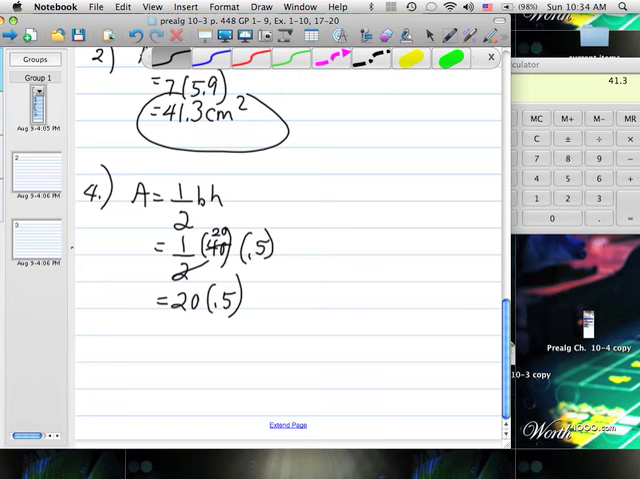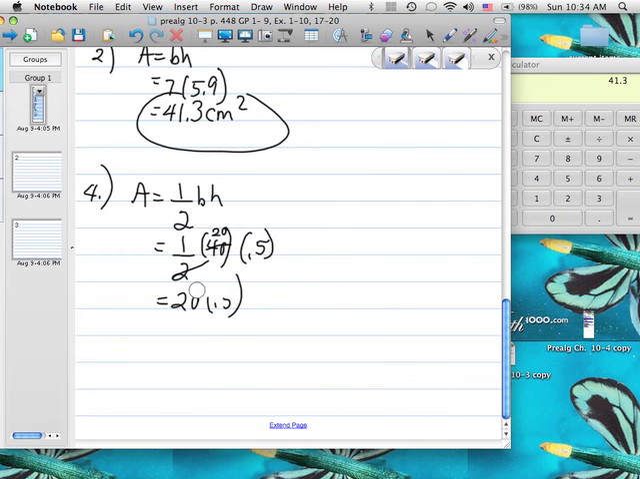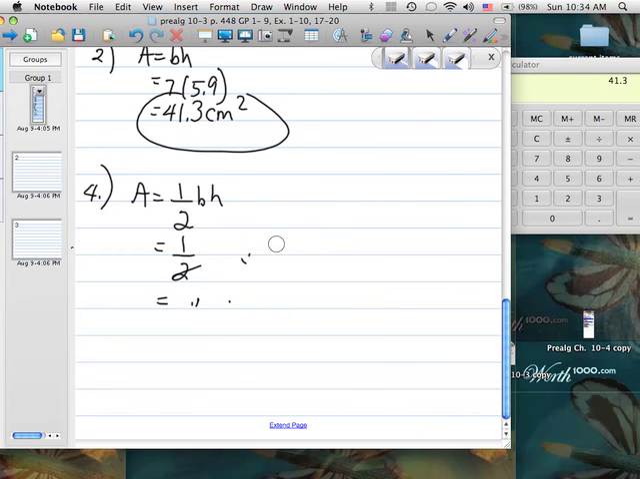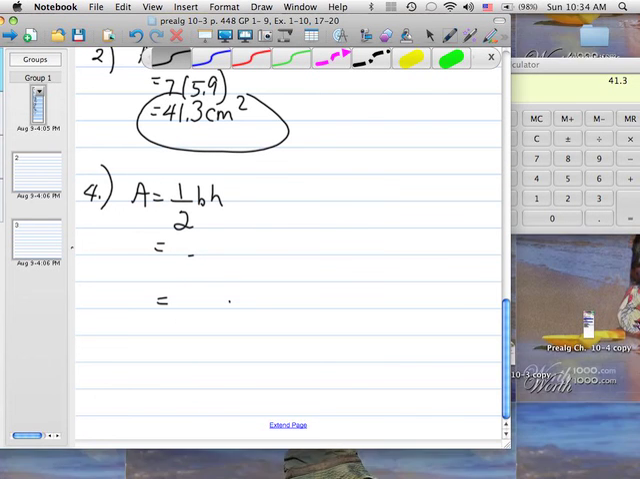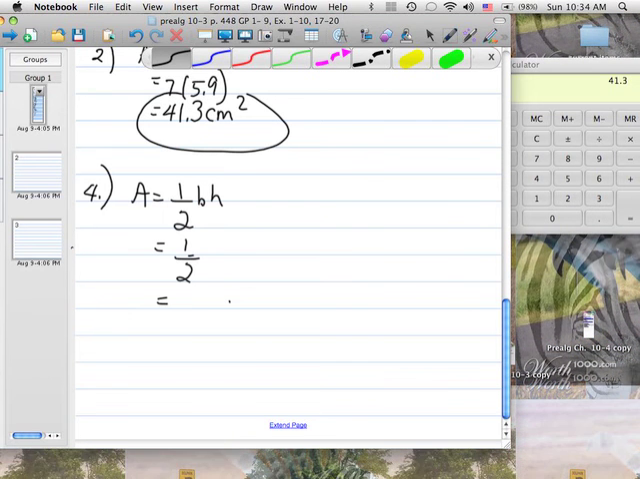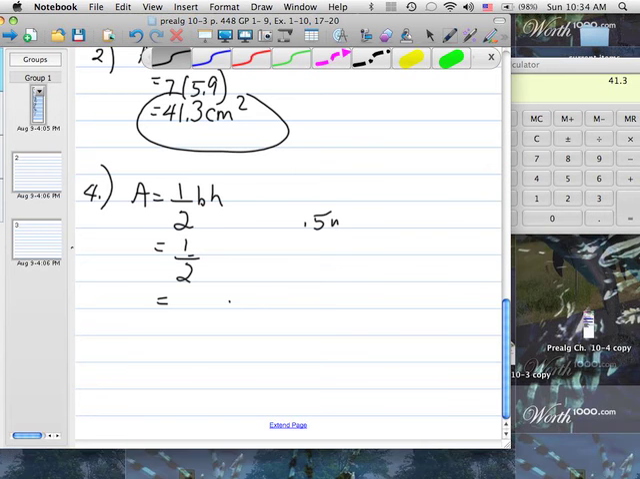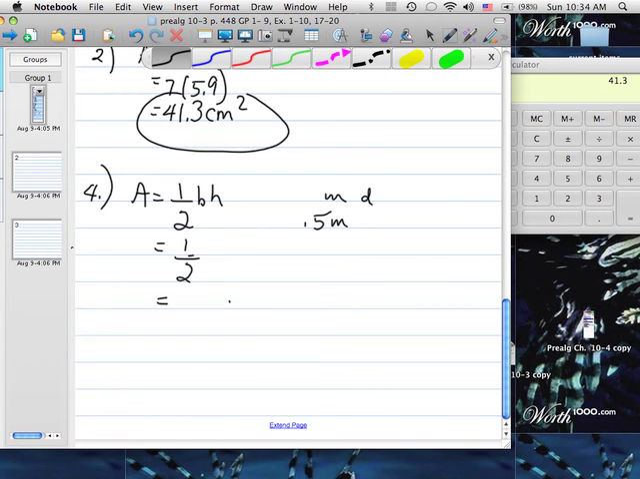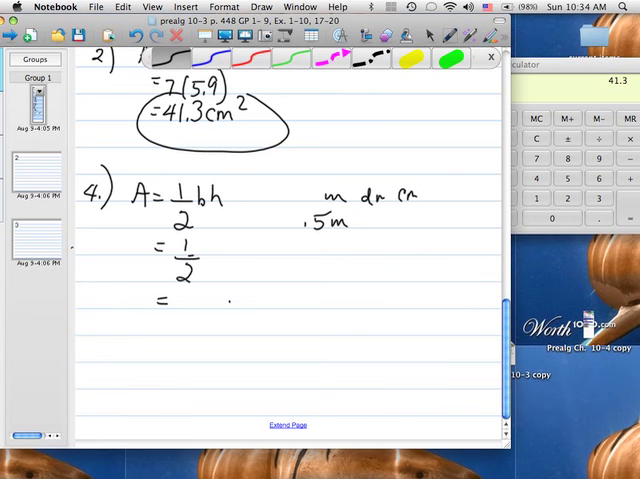Whoops, I gotta go back. I just realized something. They're different units. We have to get the same units. So it's 1/2, and we have 0.5 meters, which, if we're changing it to centimeters, we move the decimal 2 to the right. If we go meters, decimeters, centimeters, we have to go 2 to the right. So this is 50 centimeters.